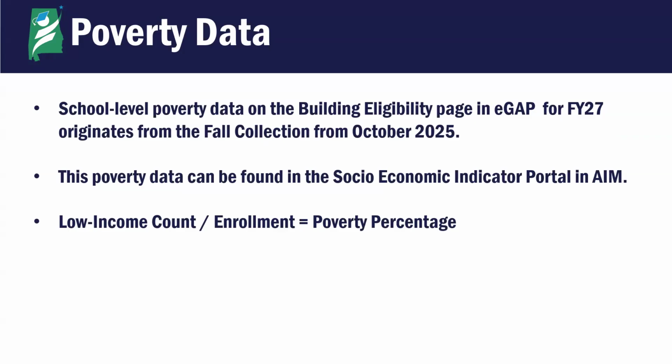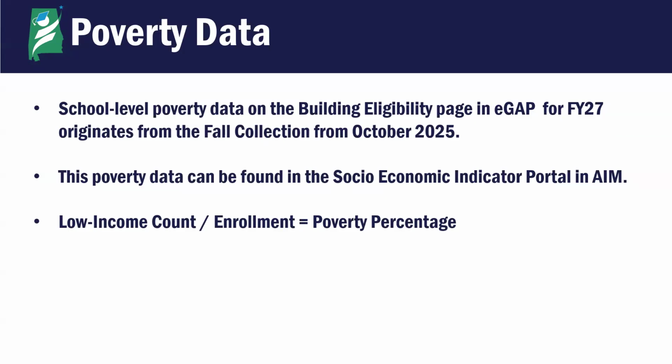So whoever was enrolled in the school on that date counts in your enrollment count, along with anyone who was directly certified that was enrolled that day for free lunch. Then they will make up your low income count for a CEP school.